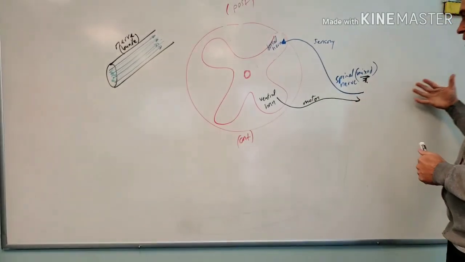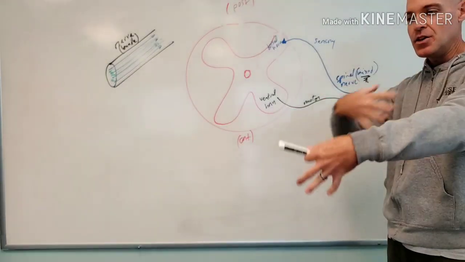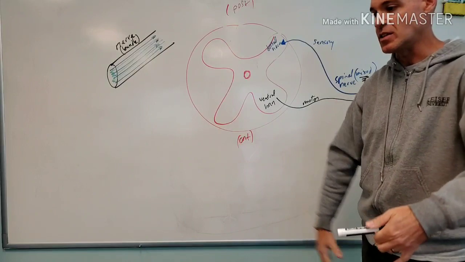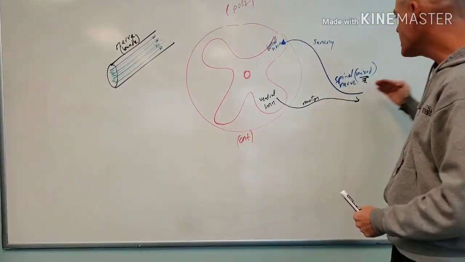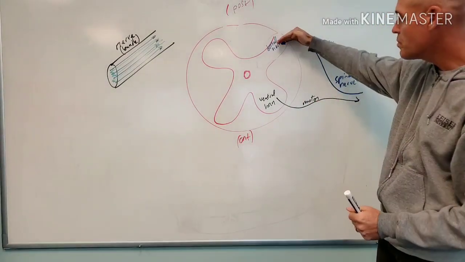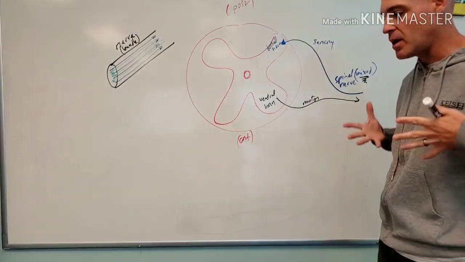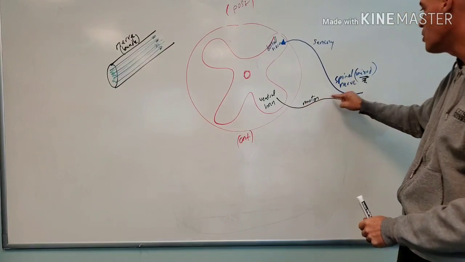And so think of it again, right? All of the information in my arms and legs, and the external part of my body, is coming in through this sensory part of the spinal nerve, and of course all of the motor information that's leaving my spinal cord is going to my skeletal muscles through this motor side.